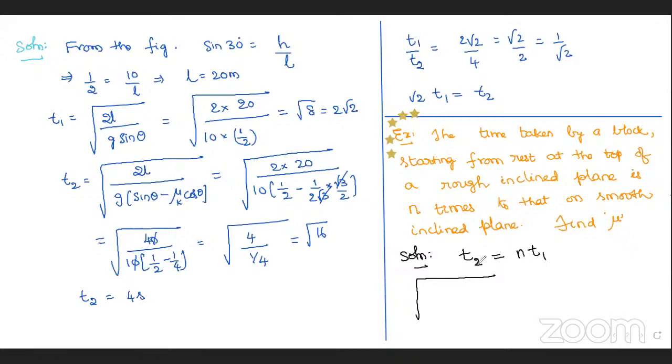Okay, in the meanwhile, I also try here. T2 root of 2L by g into sine theta minus mu k cos theta is equal to n times 2 T1. Here I am substituting 2L by g into sine theta. So here under root 2L, under root g cancel, and after cancelling, square on both sides.